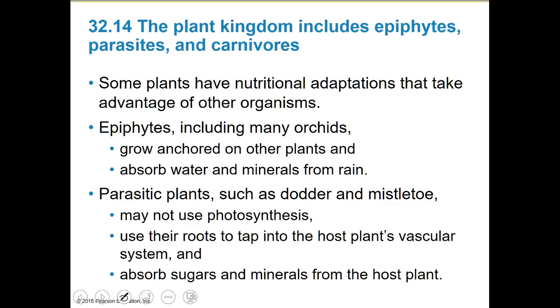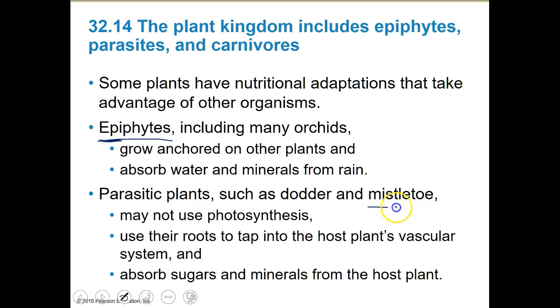Here's some other things, and we're getting close to the end here, but some plants have nutritional adaptations that take advantage of other organisms. So this is not mutual at all. This is sort of parasitic. This is bad stuff. So we've got things called epiphytes. Epi means above, and phyte is a plant. So these are plants that live above other plants. Notice they grow anchored on other plants and absorb water and minerals from rain. Orchids are an example of that one.